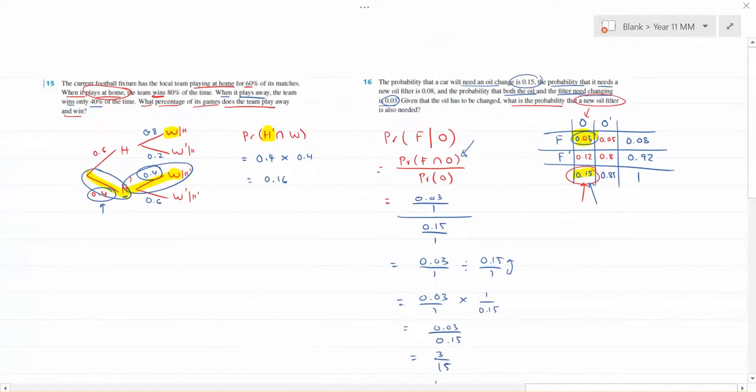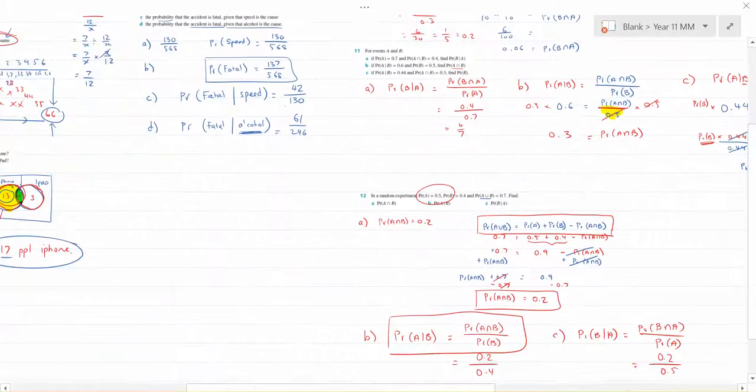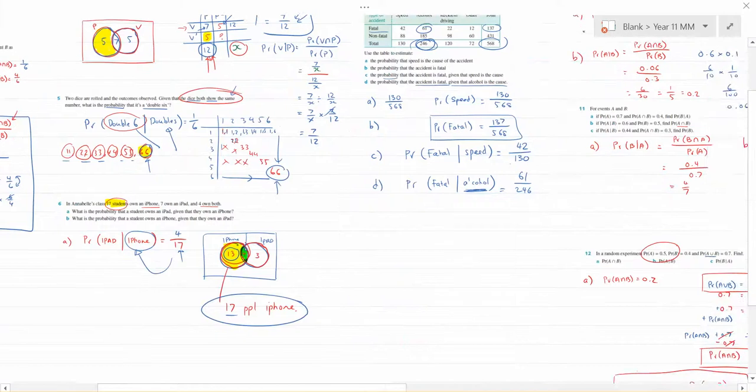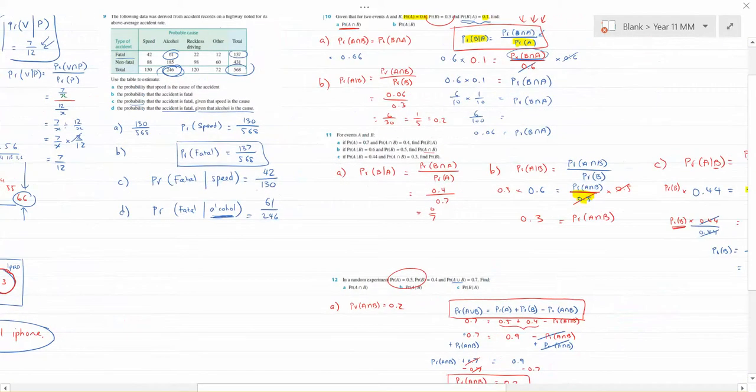So hopefully, after doing all these examples here, you're going to feel a bit more confident. But those are the questions I set. I've done pretty much 10 questions with you there for exercise 9F. And hopefully you can see it's not really that hard. Probability is very easy to do.